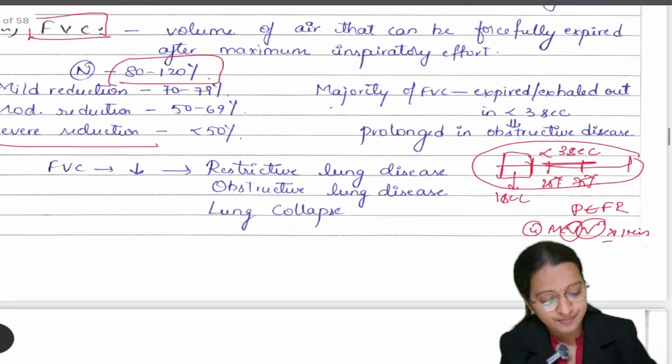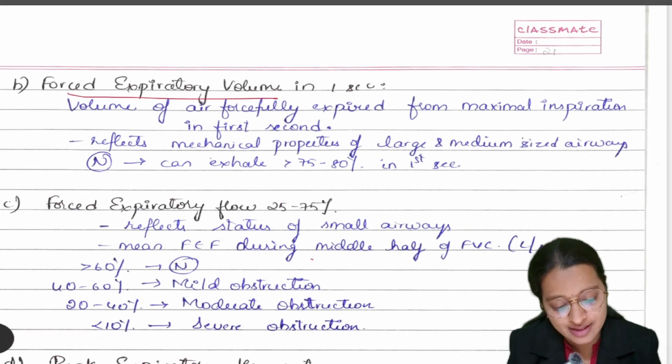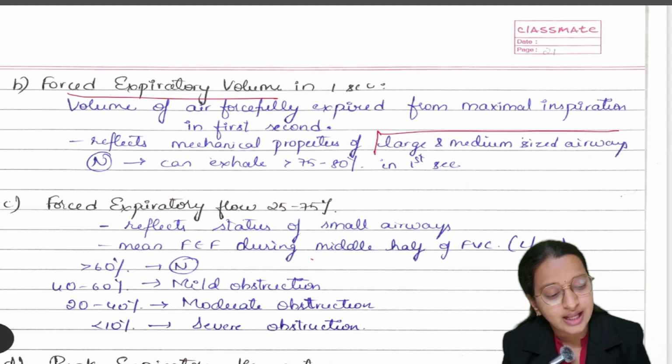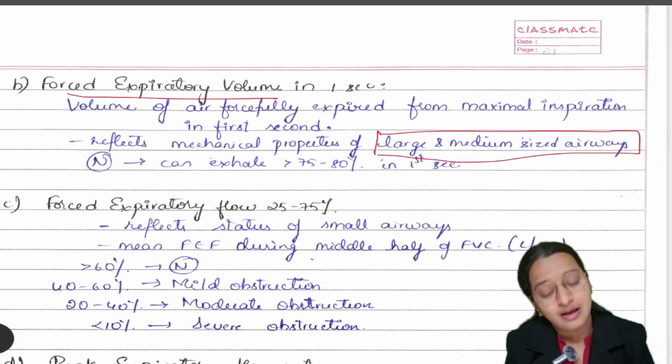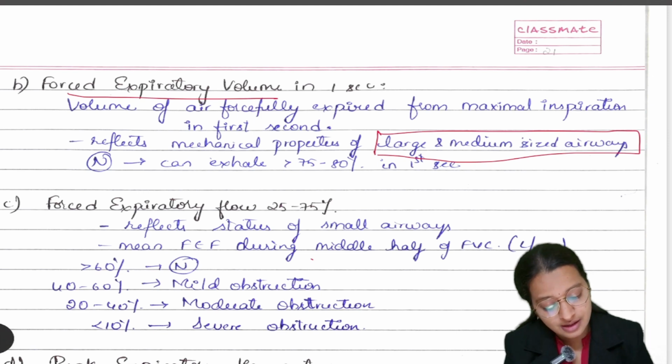Okay. So we'll see. For the second one, forced expiratory volume in 1 second. It represents large and medium sized airways. Okay. Why? Forced expiratory flow at 25 to 75% represents small airways.